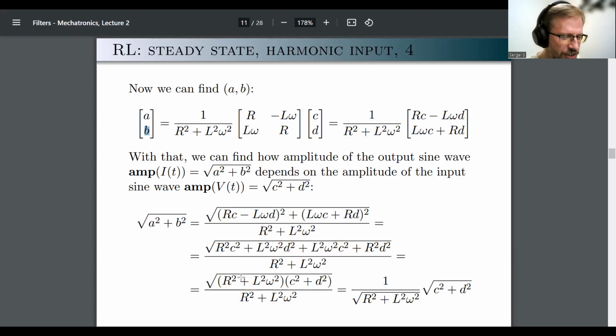Now, what is interesting here is that this expression and this expression are the same, but one is under the square root and another one isn't. So when you cancel, you get this.